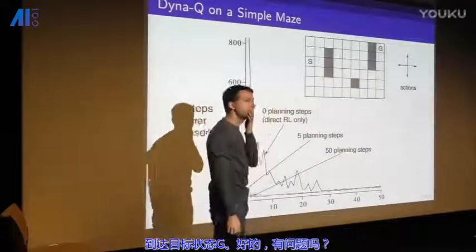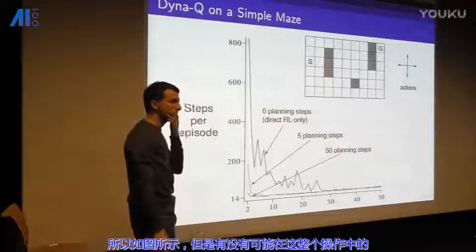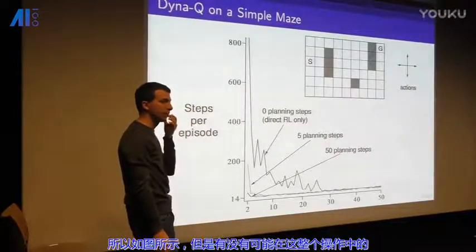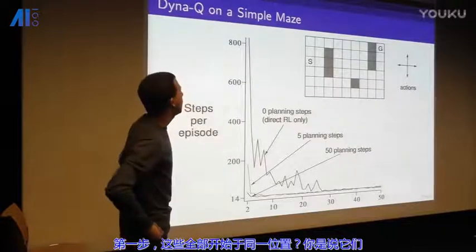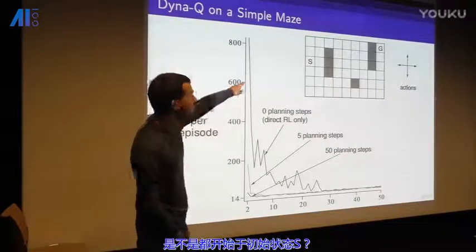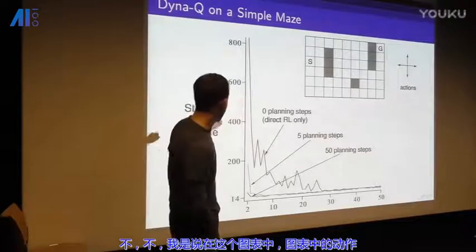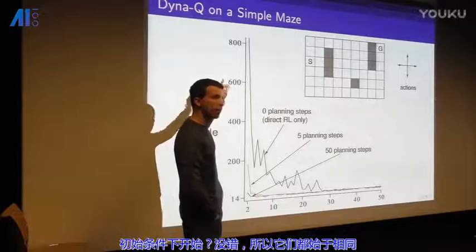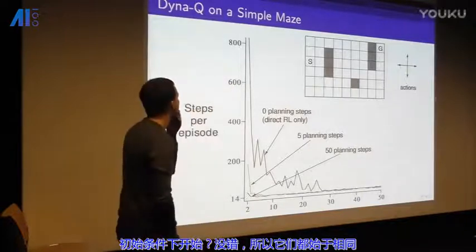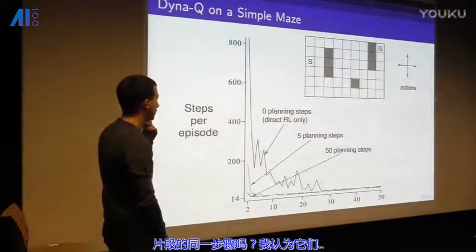Yeah, question? As you've shown on the graph, would it be the case that on the x-axis, these would all start in the same place? You mean do they all start from S? No, I mean on this graph, the x-axis starts from... Do they all start with the same initial conditions? So they all start with the same steps per episode?